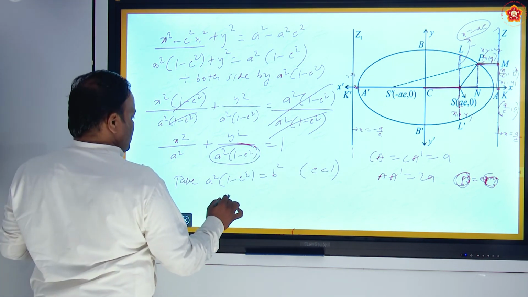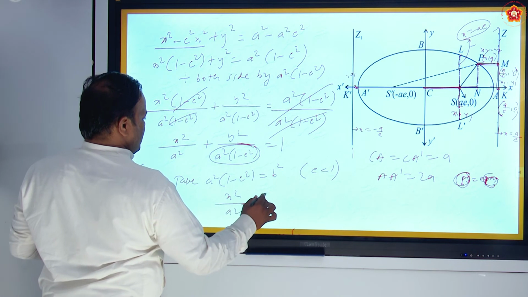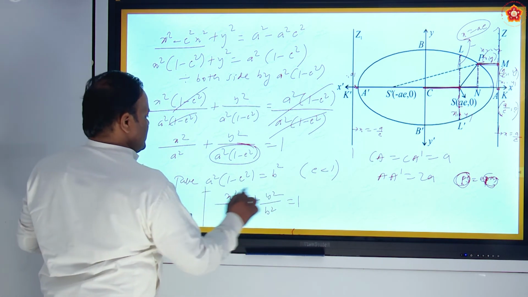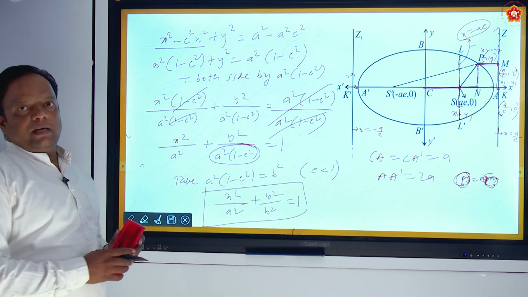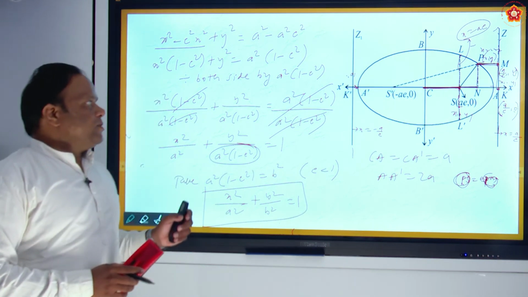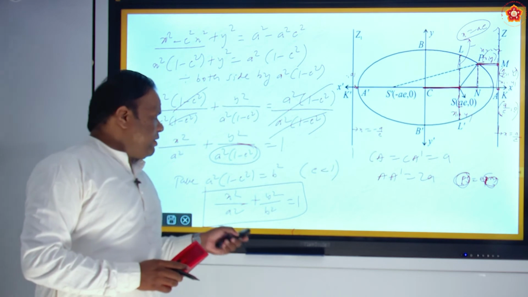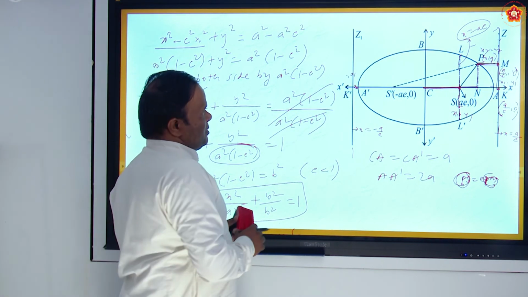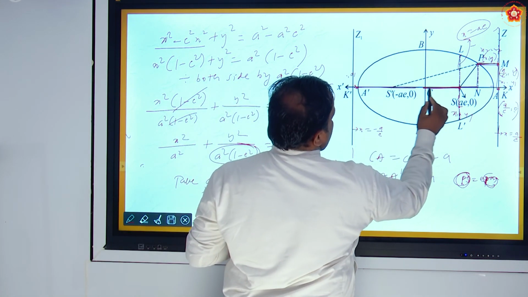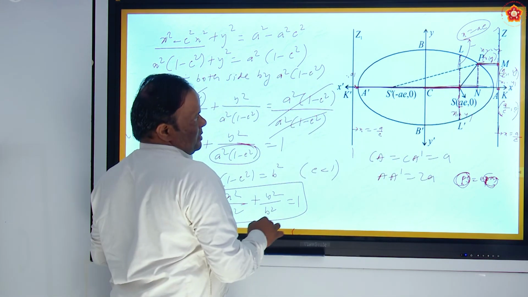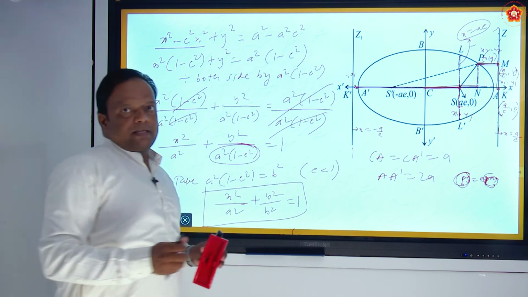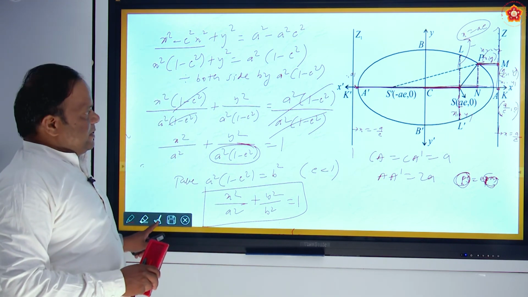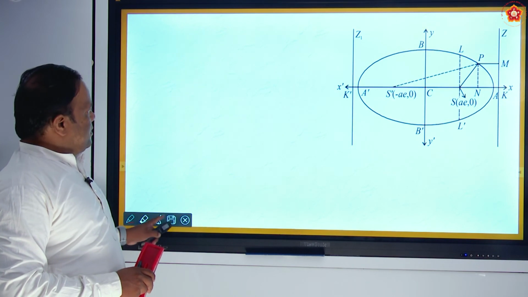The final answer is x square by a square plus y square by b square equal to 1. This is the standard equation of the ellipse. Okay, so observe here, you have to see some results. a is called the semi-major axis and b is called the semi-minor axis. So we see some formulas: length of major axis, length of minor axis, eccentricity. Next slide. Okay, I think you understand this derivation.